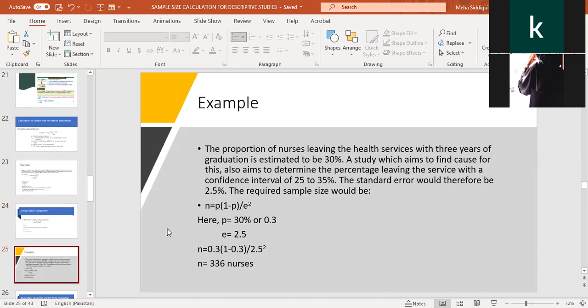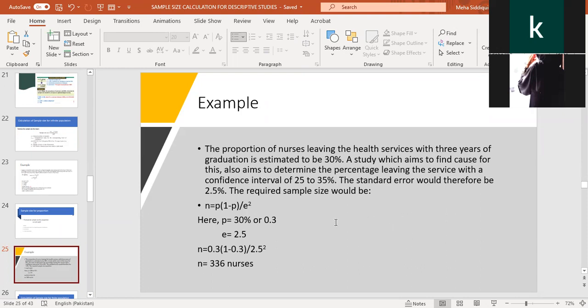Example, the proportion of nurses leaving the health services with 3 years of graduation is estimated to be 30%. A study which aims to find cause for this also aims to determine the percentage leaving the service with a confidence interval of 25 to 35%. The standard error would therefore be 2.5%.